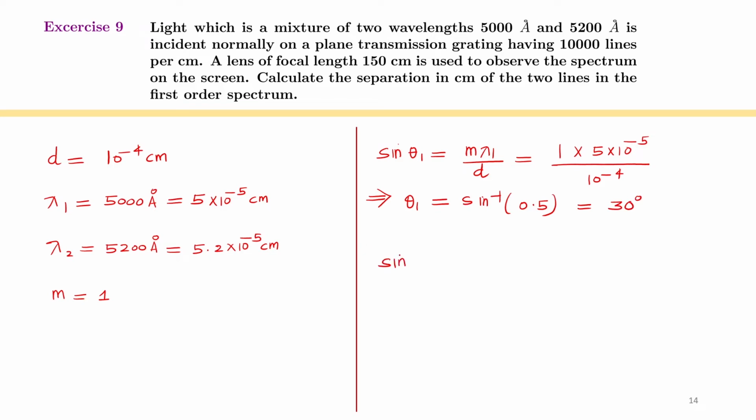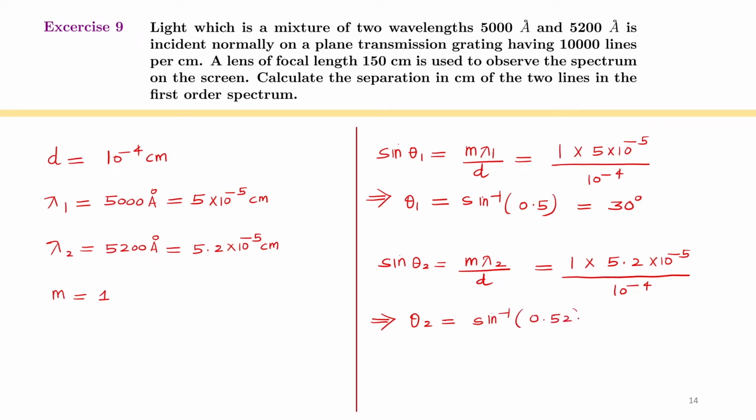And sine theta 2 is m lambda 2 over d, and this is equal to 1 times 5.2 times 10 raised to minus 5 over 10 raised to minus 4. This results in theta 2 as equal to sine inverse 0.52, and this is equal to 31.3 degree.